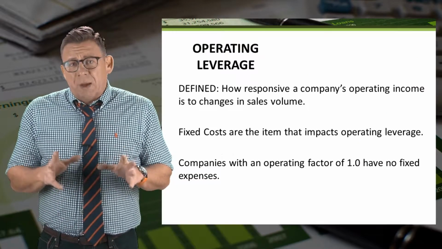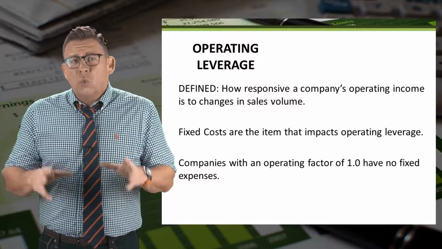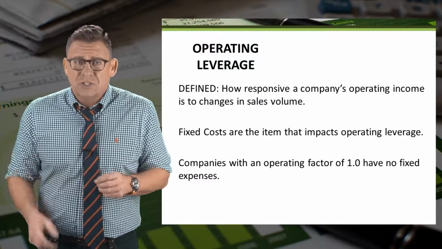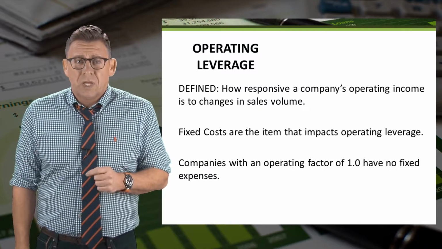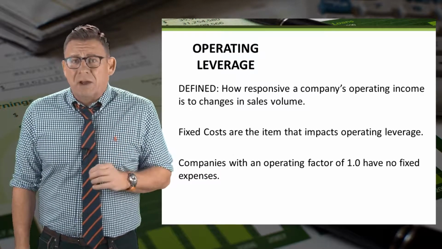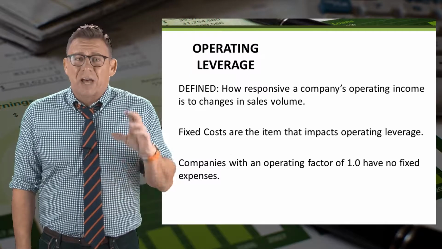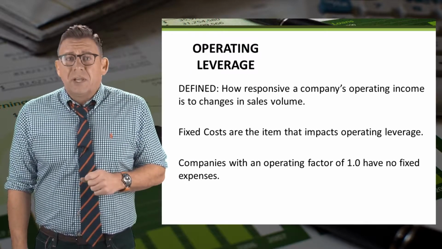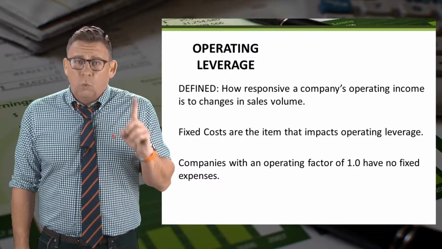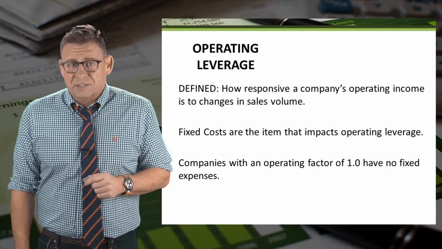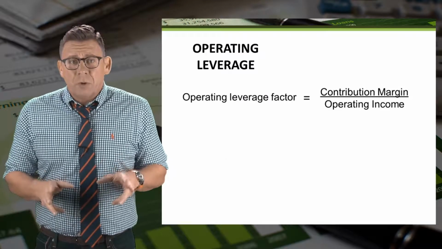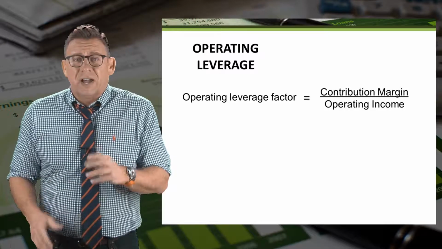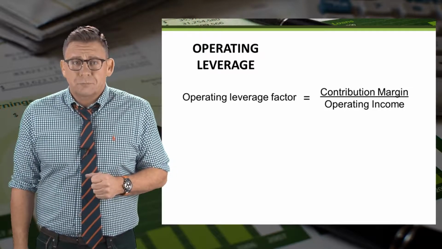So let's define operating leverage as how responsive a company's operating income is to the changes in sales volume. Companies with high amounts of fixed costs are going to have high operating leverage factors. Companies with an operating leverage factor of 1 will have no fixed costs. The formula for operating leverage factor is contribution margin divided by operating income.